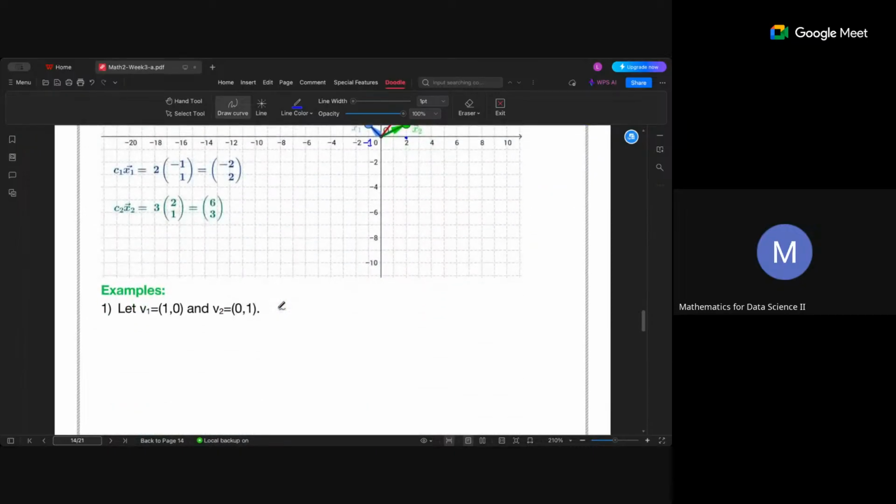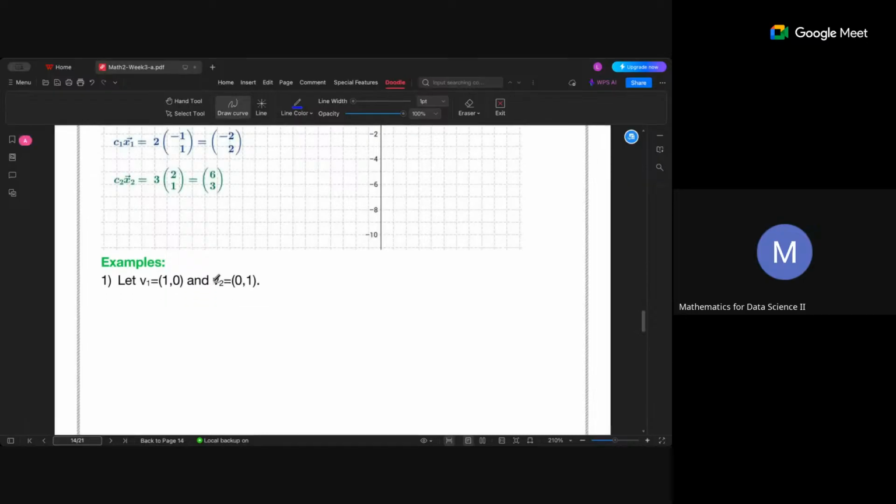So let v1 equal (1, 0) and v2 equal (0, 1). I have already asked a question here. Can you write this vector as a linear combination of v1 and v2? What are the coefficients? 5 and -7. So in general, if you have any vector (x, y), what are the coefficients? x and y.